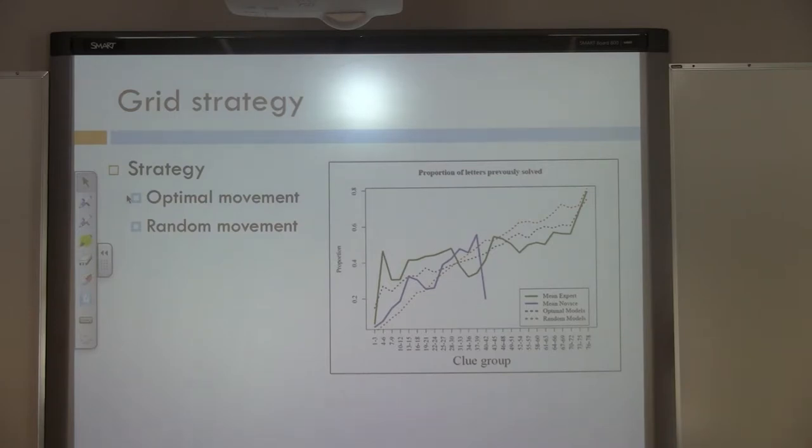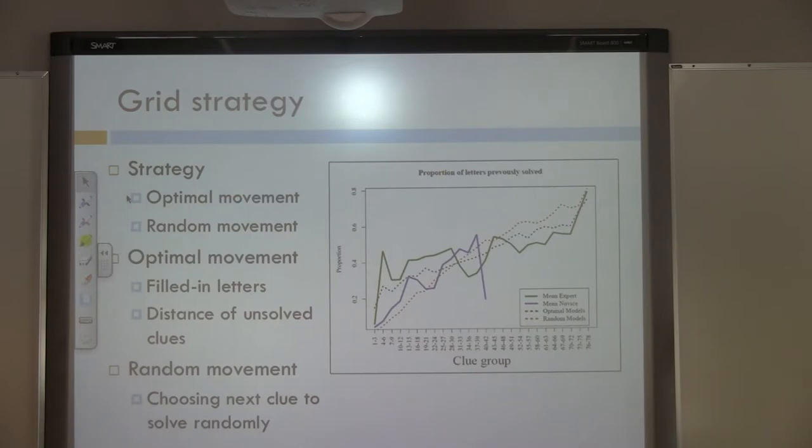The first one is the optimal movement. You can see that the experts try to complete this area first, and then they are likely to solve the clues that already have some letters filled in and are close to their current positions. So in this strategy, the optimal movement, we compromise between the number of filled-in letters and the distance between the current position and the unsolved clues. And another strategy is the random movement.